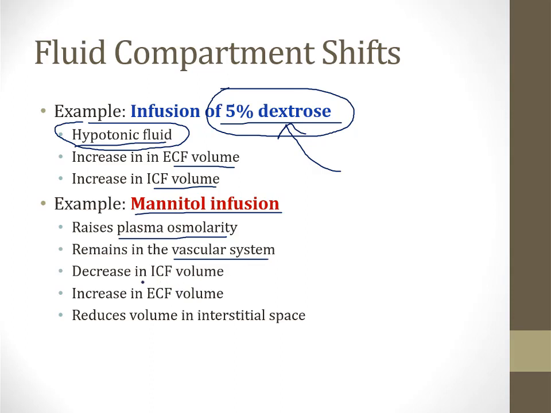So it will decrease the intracellular fluid volume. Fluid will be drawn out of cells. It will raise the extracellular fluid volume, but all of that increase will be in the plasma and the vascular system, not within tissues. Therefore, what it does is reduce volume inside of cells and in the interstitial space. This makes this a very useful drug for patients with brain swelling. It's going to draw fluid out of brain cells and out of the interstitial space and draw it into the plasma where it can be excreted by the kidneys.